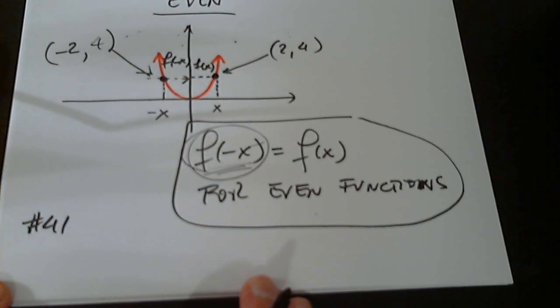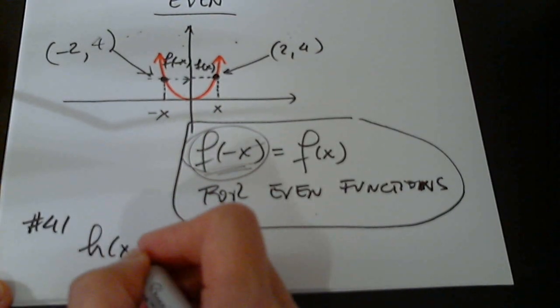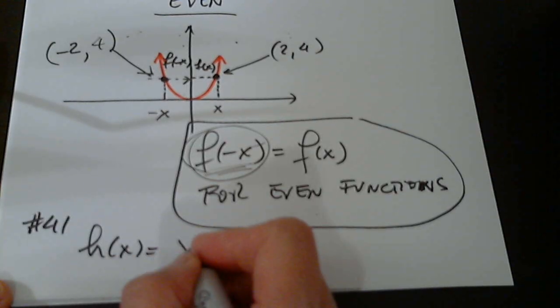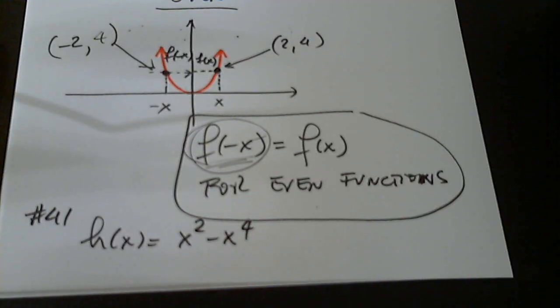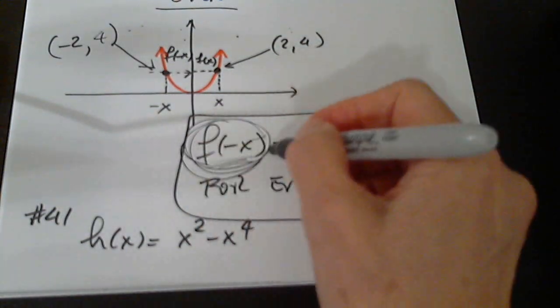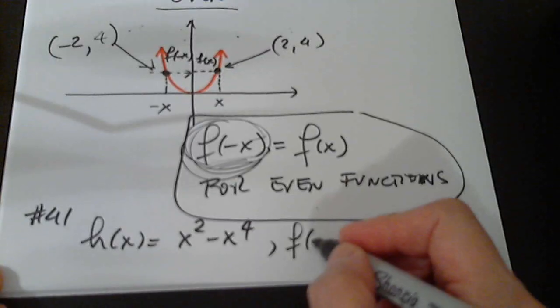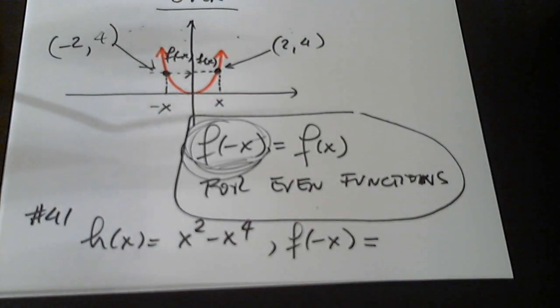So the question now: h of x equals x squared minus x to the 4th. If the question is asking me, is this function even, I only have to determine this. Can anyone determine f of negative x for us? Keeping in mind that this is power 2 and this is power 4.